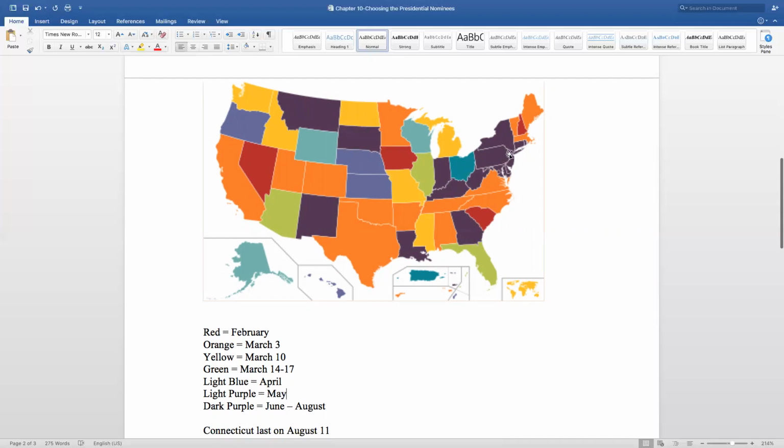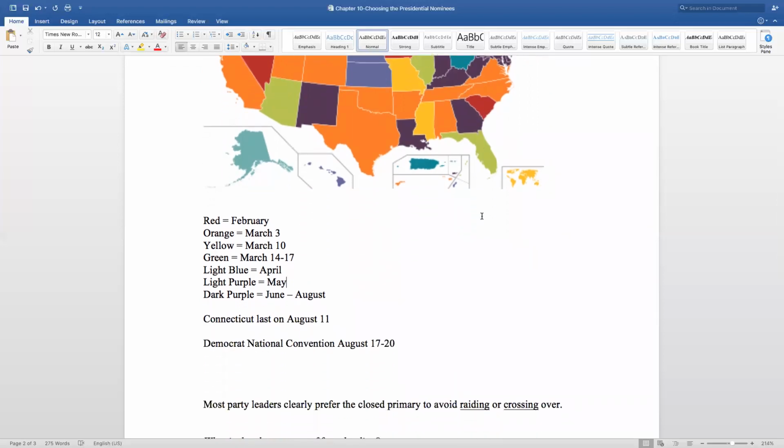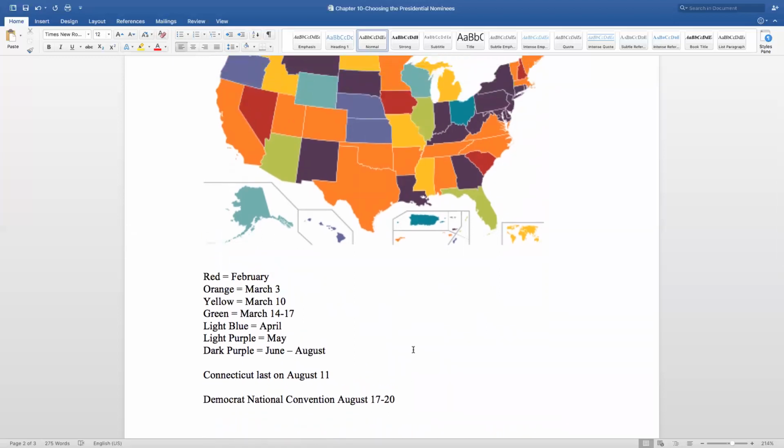So everyone thinks it's done, but it's not done. We still have a few to go. It's kind of a foregone conclusion now that everybody's dropped out. He's going to win the nomination. But your last state to go for the Democrats is actually Connecticut on August 11th, and then they're going to have the Democratic National Convention August 17th through the 20th. So that's the process. I'm trying to get more delegates, superdelegates, than the other people running for president.